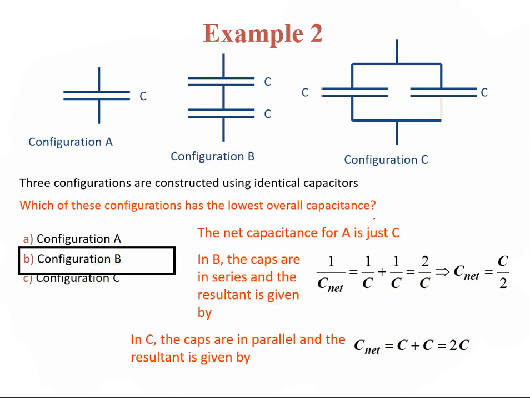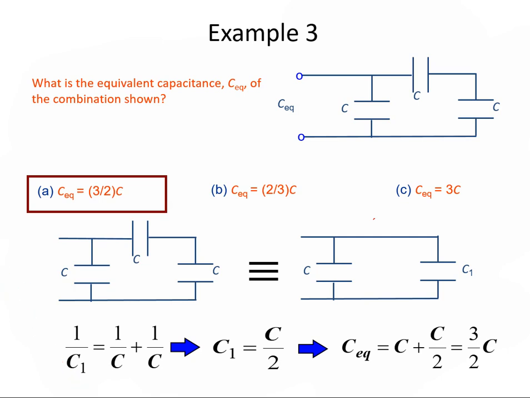Okay, coming to another example: what is the equivalent capacitance of the combination shown? This is your capacitance. Initially, if you look at this current, the current is going to be divided in two, so these two capacitors are in parallel. Then the result will be in series with this one.